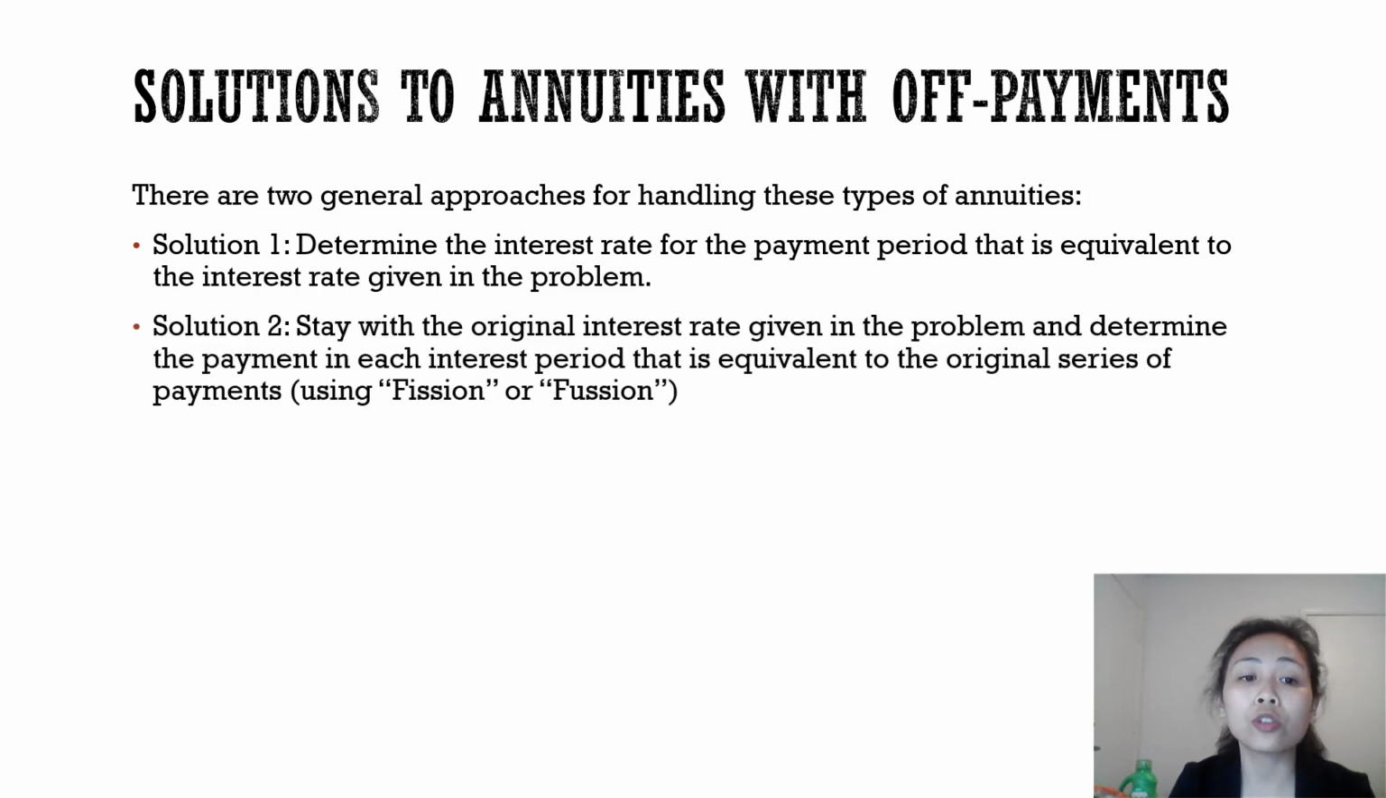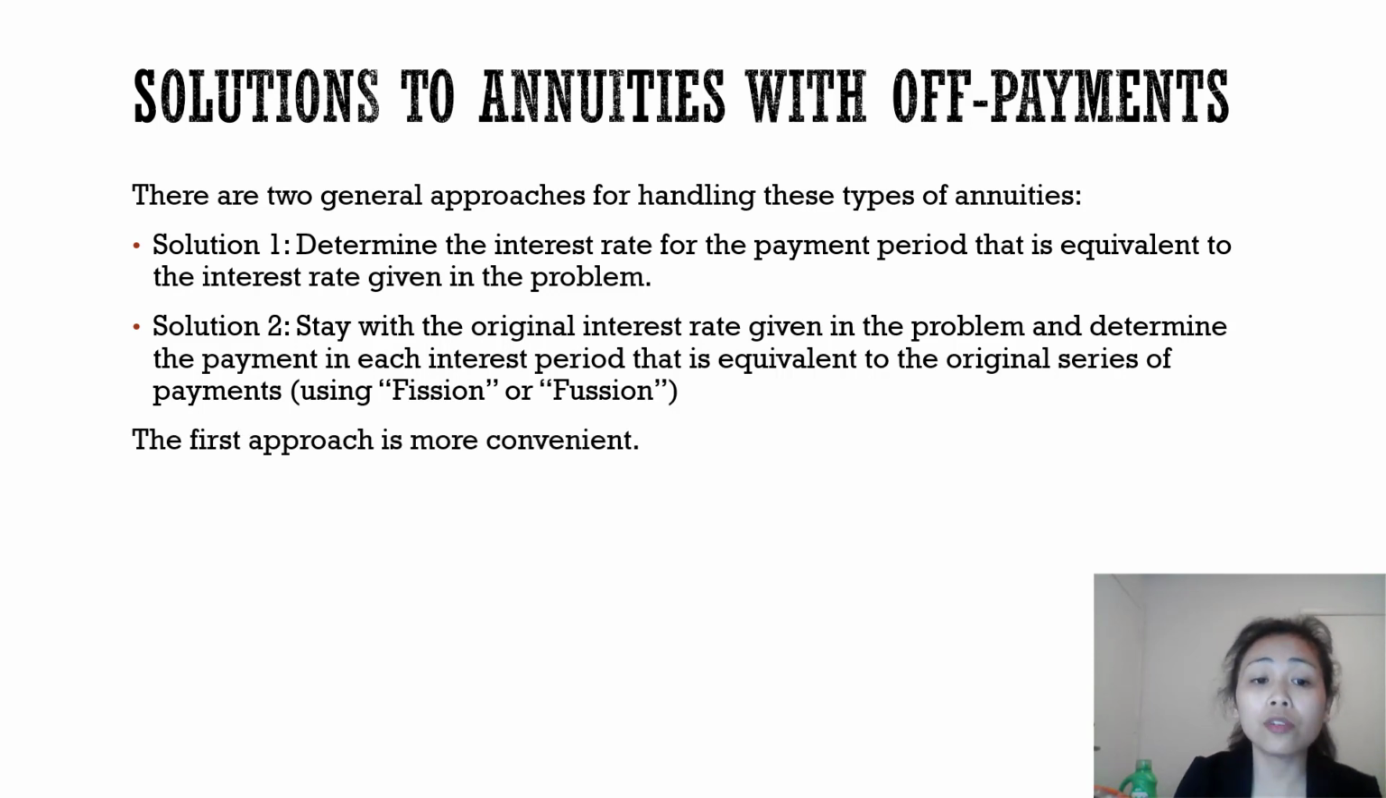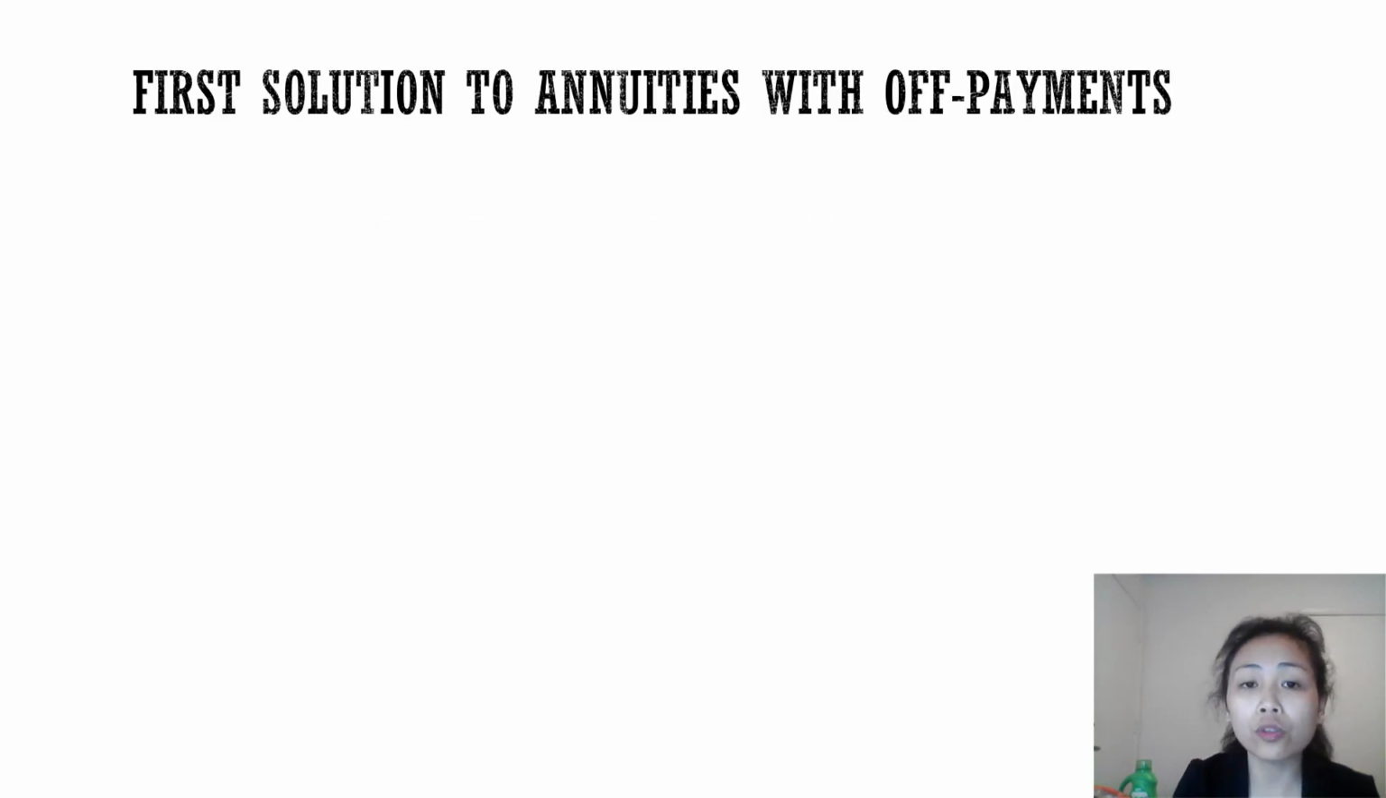In the second solution, we stay with the original interest rate given in the problem and determine the payment in which the interest period is equivalent to the original series of payments. So in the second solution, we fix the interest rate, but we change the periods of payments. And usually the second approach is more convenient, and the reason why I'm going to show you in a couple more slides. So let's go over the first solution.